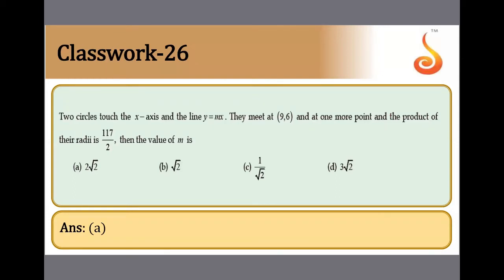So again, excellent problem. This is also a JEE Mains question. Two circles touch the x-axis and the line y = mx. They meet at (9, 6), one more point, and the product of radii is 117/2. Then the value of m. Really good problem. Okay, I'll take a whiteboard. It's a little big, but it's a good problem.